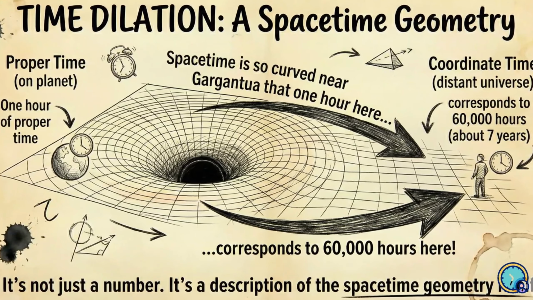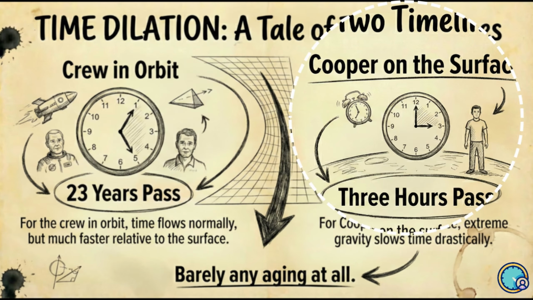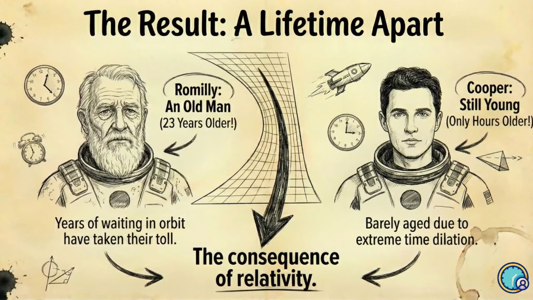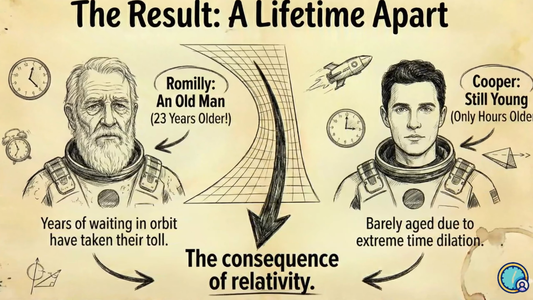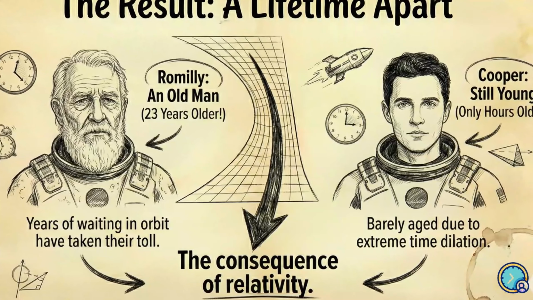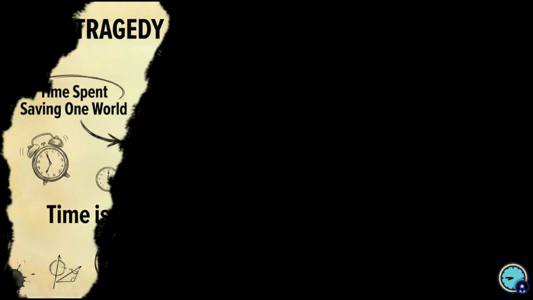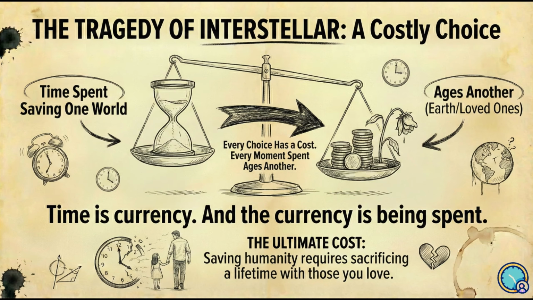For the crew in orbit, 23 years pass. For Cooper on the surface, 3 hours. Barely any aging at all. When he returns, Romilly has become an old man. Cooper is still young. This isn't just physics. This is the tragedy at the heart of Interstellar. Every choice has a cost. Every moment spent saving one world ages another. Time is currency, and the currency is being spent.